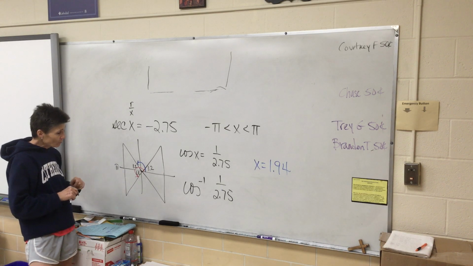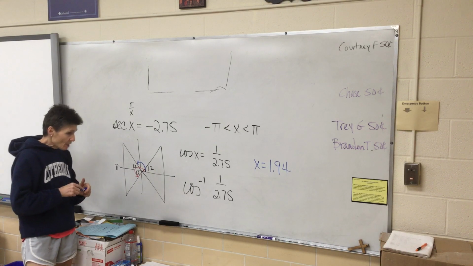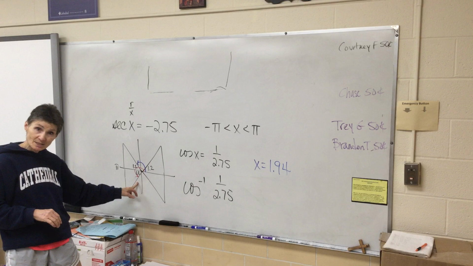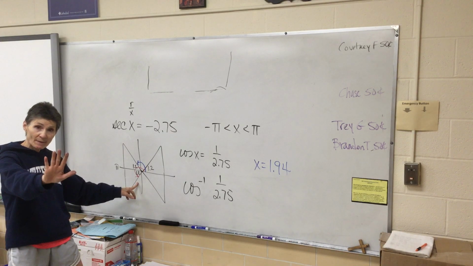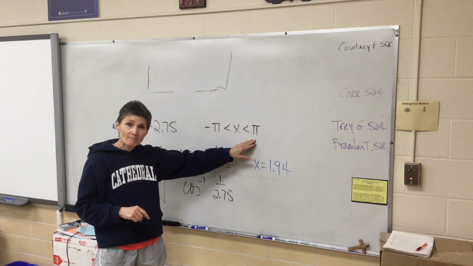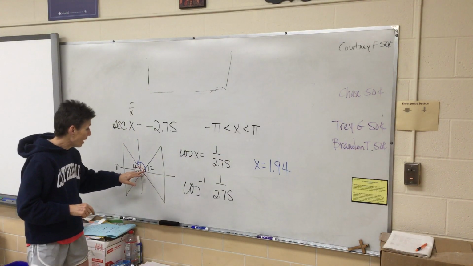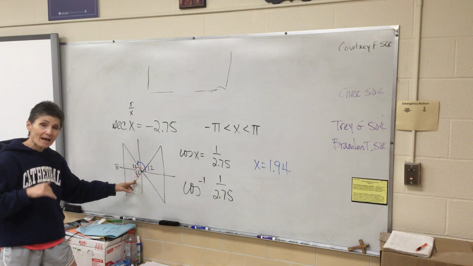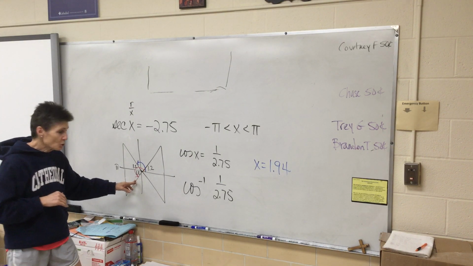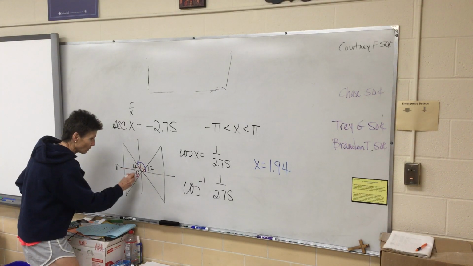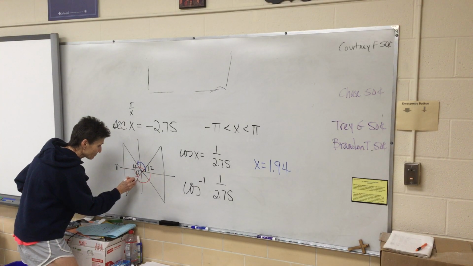Now, what's the measure of the red one? Well, the red one would be pi plus 1.2? Wait a minute. Yes, it would be. But won't that be outside of my domain? If I did pi plus 1.2, wouldn't that put me outside my area? So instead of going this way with the red angle, I'm going to have to go this way.